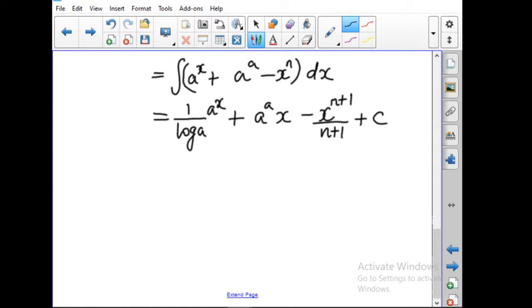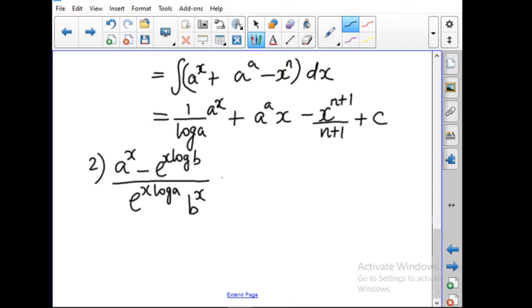Now let us move on to problem number 2. A power x minus e power x log b divided by e power x log a into b power x. Again we are going to use the power rule of logarithm to make this a power x minus e power log b to the power x, divided by e power log a to the power x into b power x.